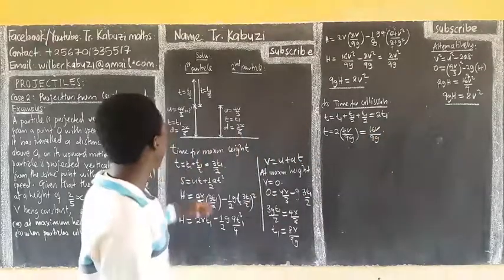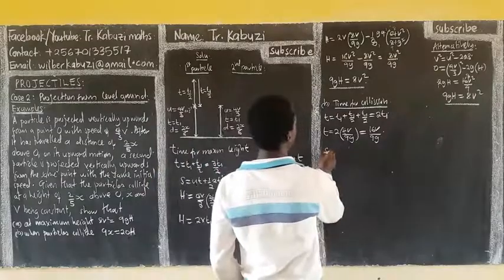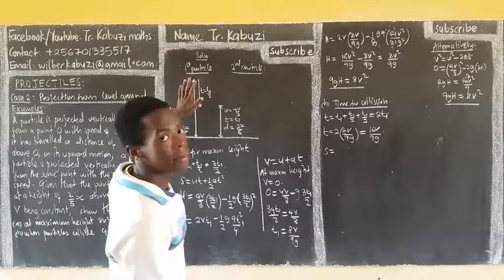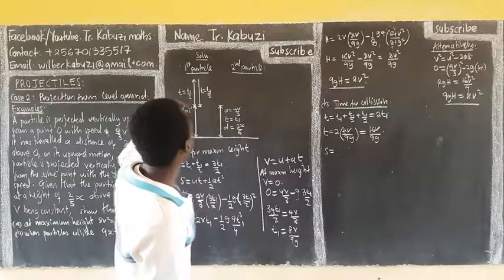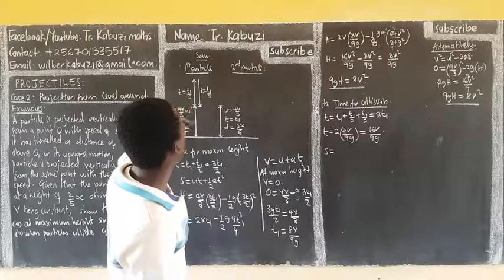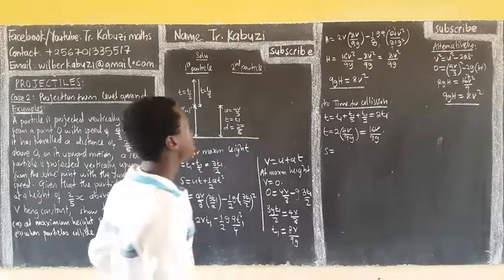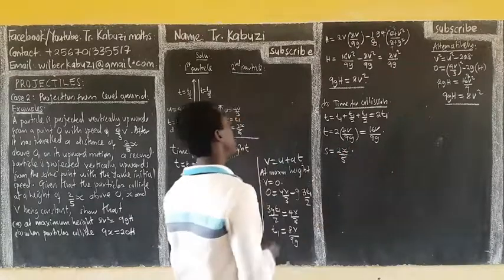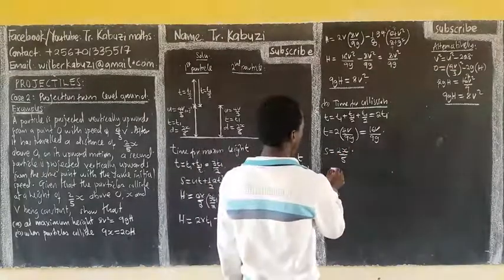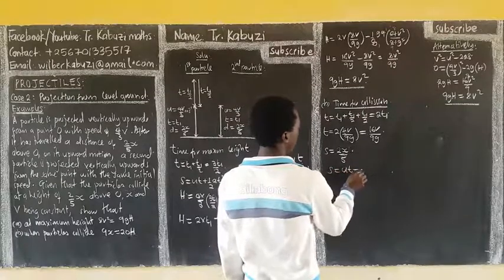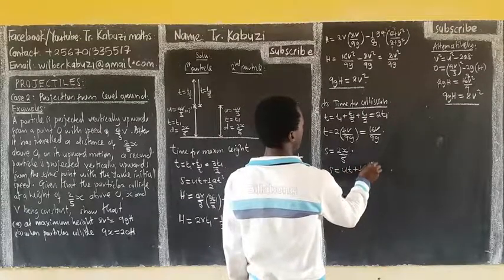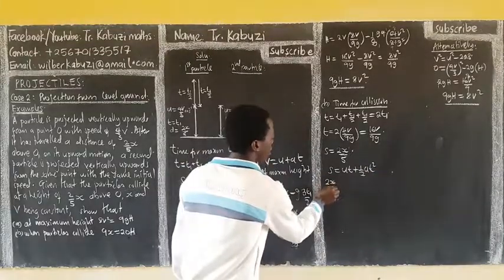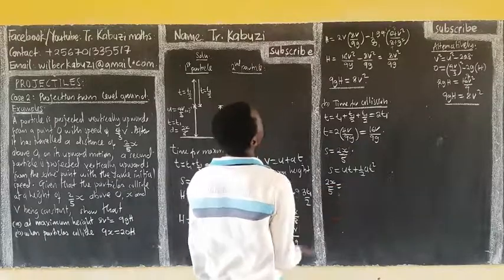Now, the time of collision. Remember the distance it had covered. When you go up and you come back, the displacement there is 0. So after this time, this particle just covered 2x over 5 as a distance. So 2x over 5, that's the distance it would have covered. So our s equals ut plus a half at squared. Remember it's going against gravity.